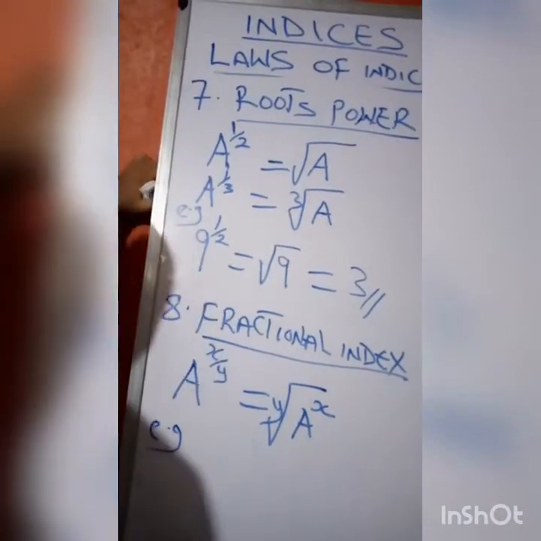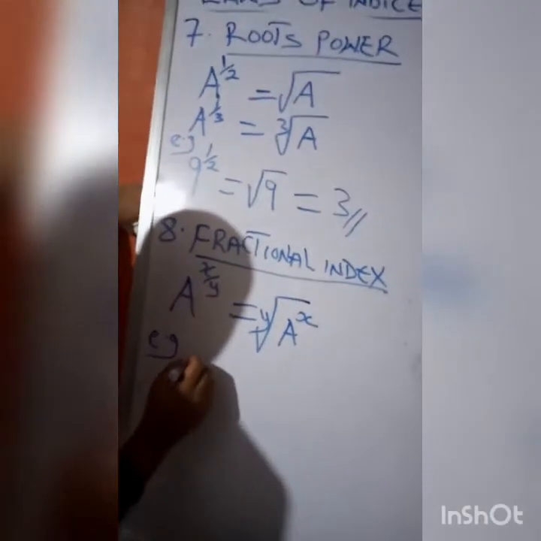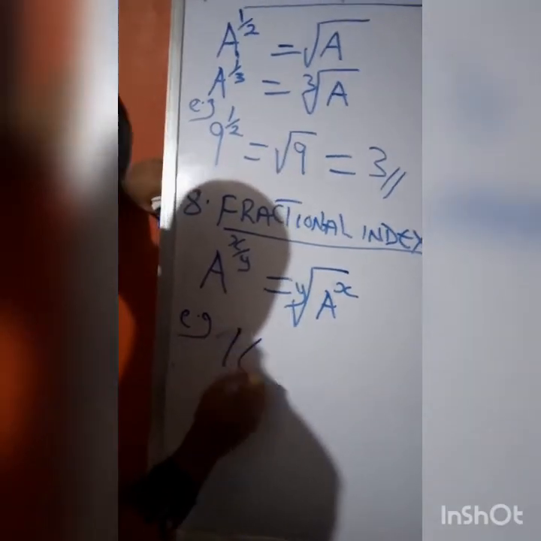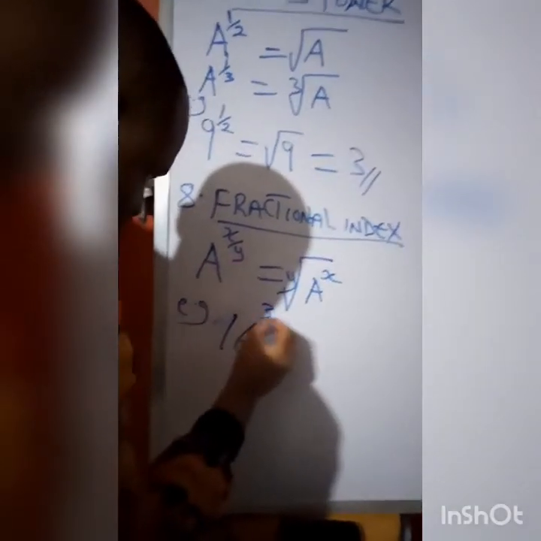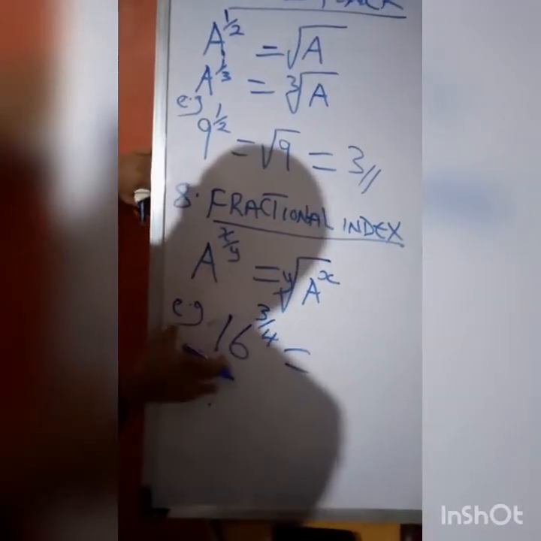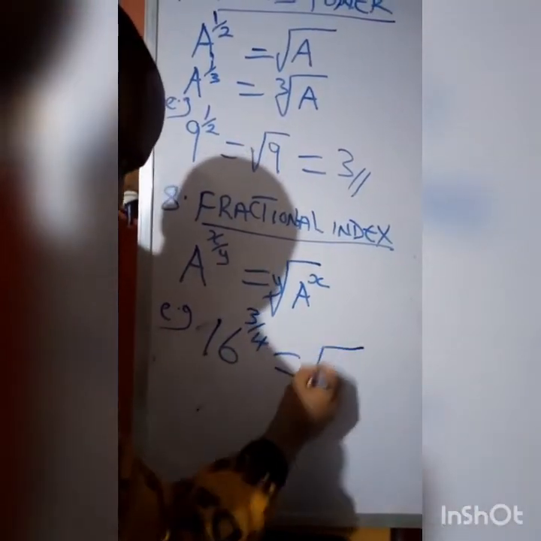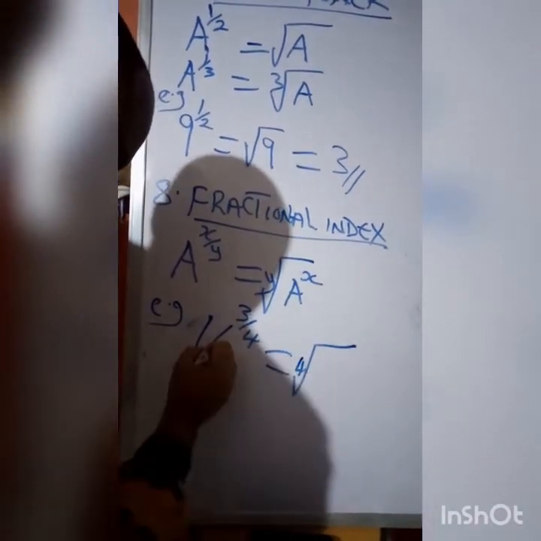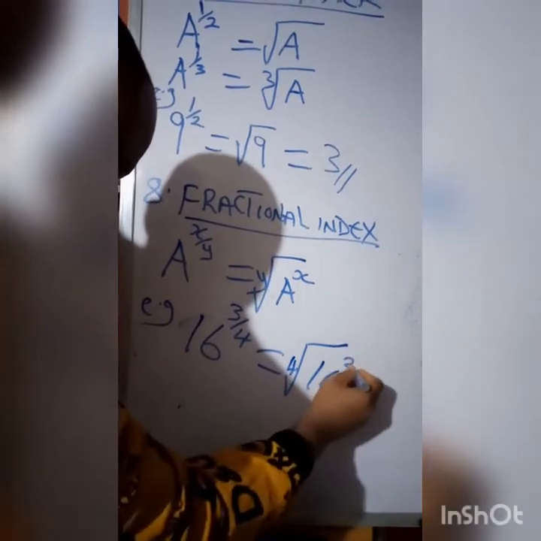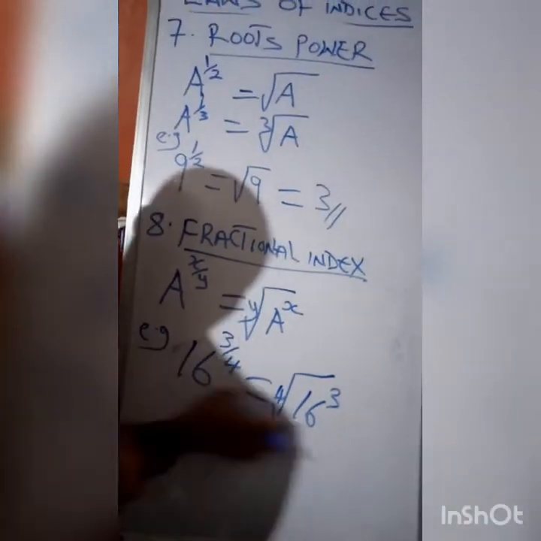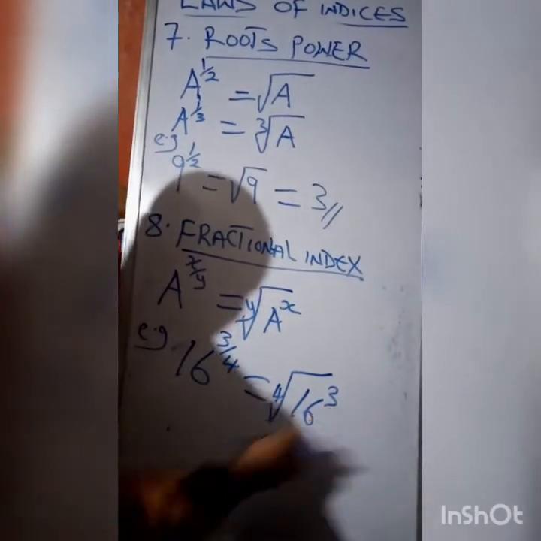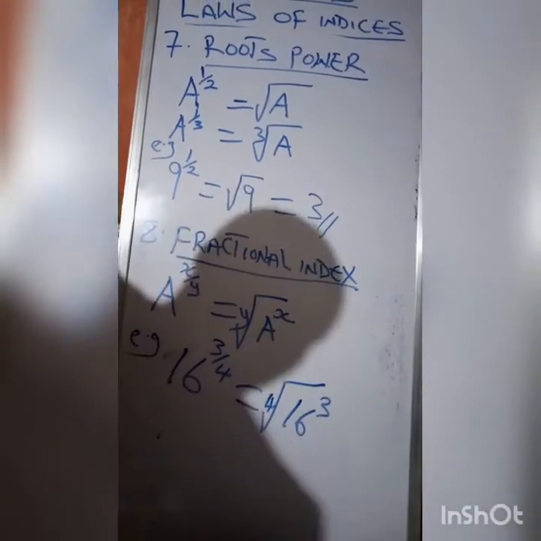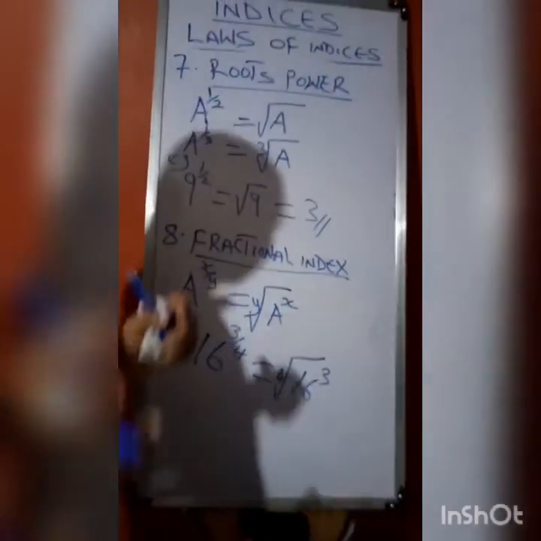Example, if I am given 16 raised to the power of 3 over 4. It is a fractional index rule. I will just apply it. It's the same as saying the 4th root, because this 4 is under, it is the root. 4th root of what? 16 raised to the power 3. That is how you represent it. You can go further and simplify this one. 4th root of 16 is 2. 2 raised to the power of 3 will give you 8. So that is what this explains.